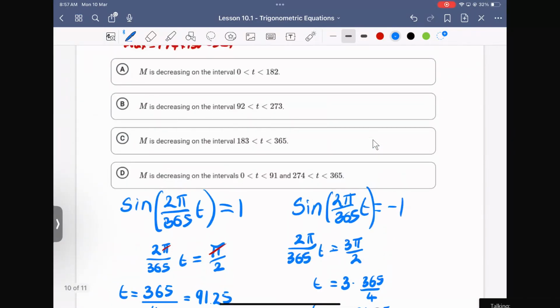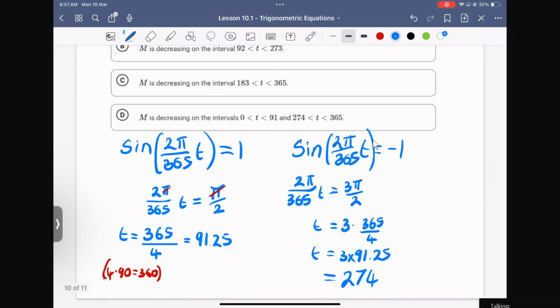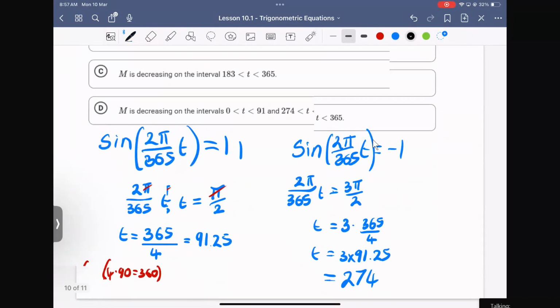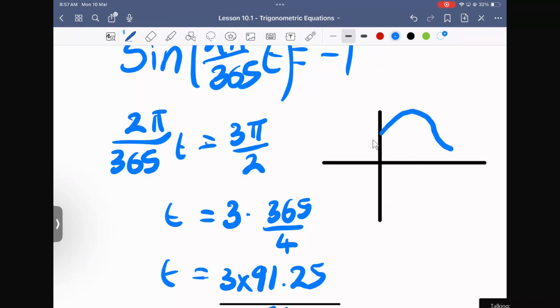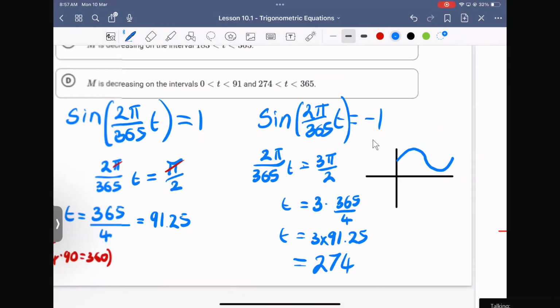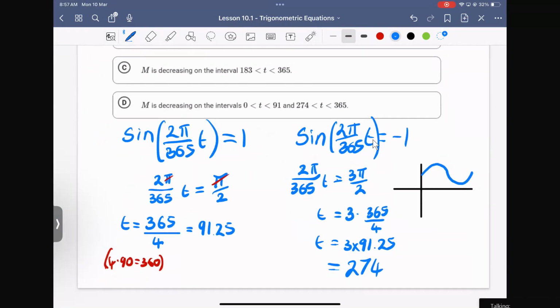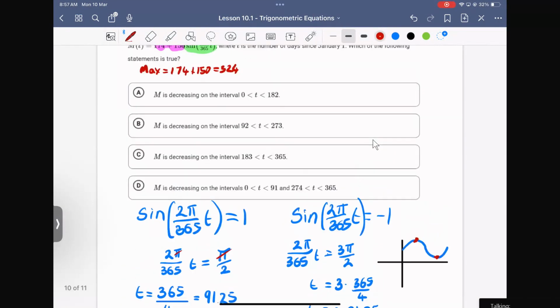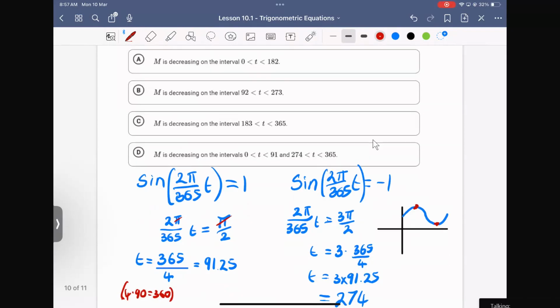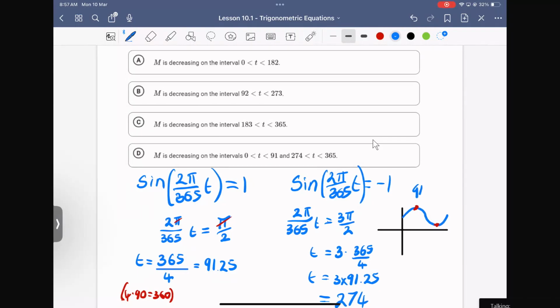All right, so we now need a sketch. We need a sketch to help us. Sorry, can we have quiet, please? I want to get this all finished. This is the sine function, and it has been vertically transformed and dilated, so it's looking something like this. We want the interval where we go from here to here. So we know this one's at 91 and this one's at 274. So that one's at 91, 92.